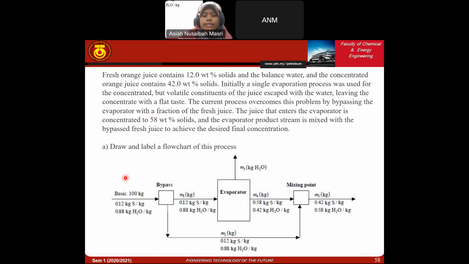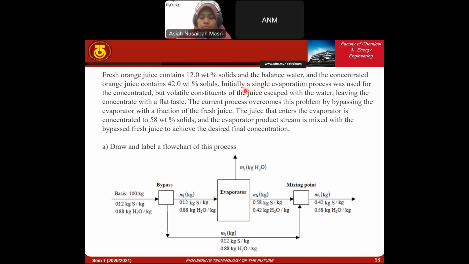Okay, so this is what we have, our starting material. And then we have our target where we want to produce concentrated orange juice containing 42.8% solid. So that will be our final output. Here we see 0.42 kilogram solid per kilogram. That will be our output. The rest is water. Okay, then before this, what do we do? How do we produce this concentrated orange juice? Simply, we use an evaporator.